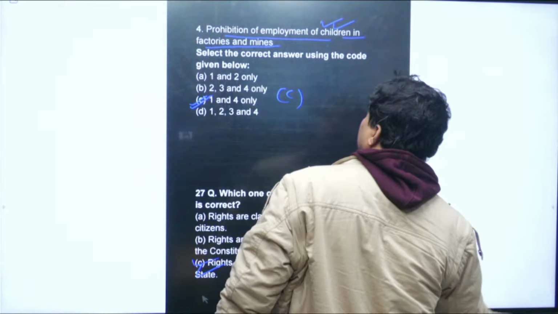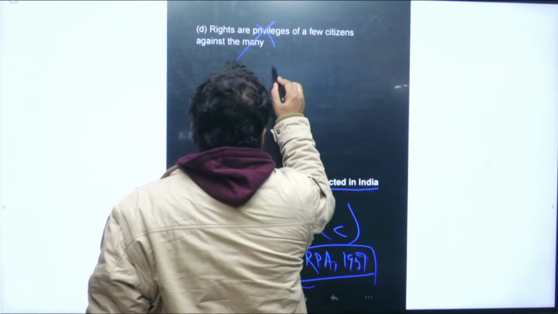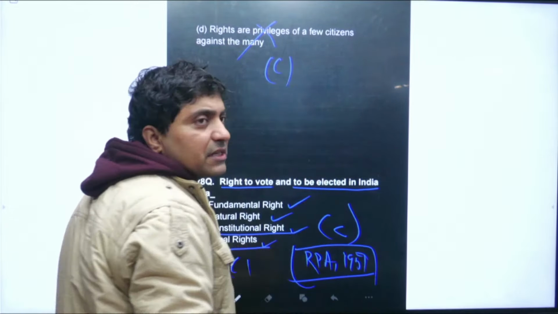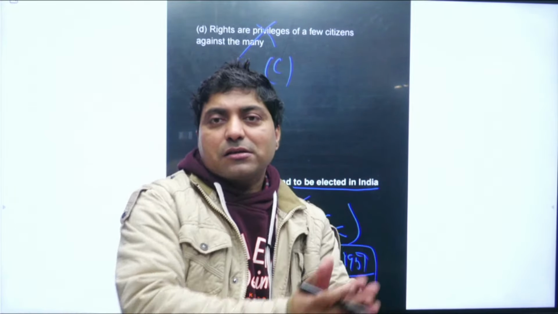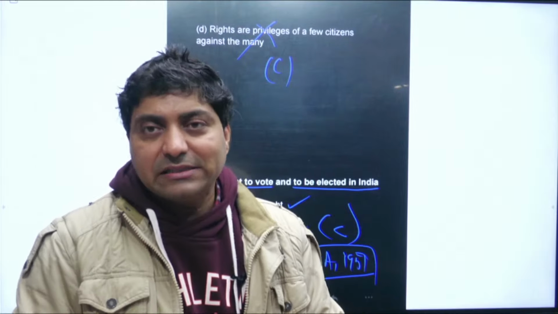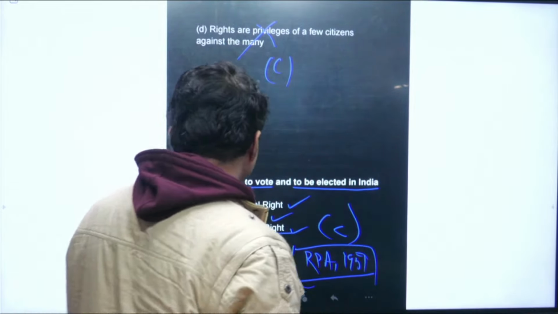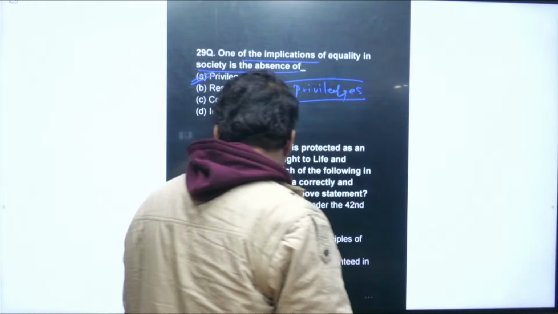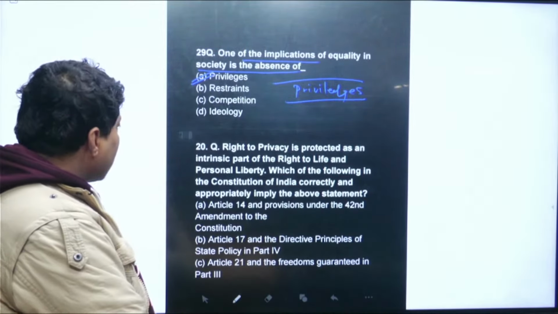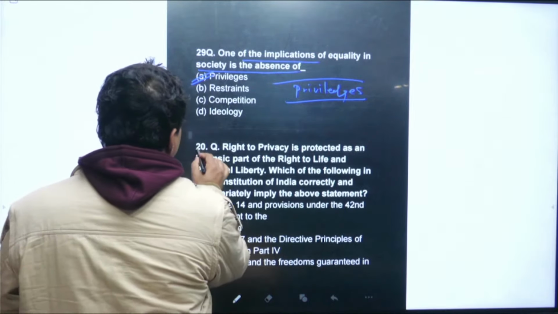Now look at the D statement. Rights are privileges. No, rights are not privileges. So the answer would be C. Rights are basically claims of the individual against the state, against a collective body, against society, because it is of the individual, not the society, right. So C would be the correct answer. Now look at the next question, number 30.